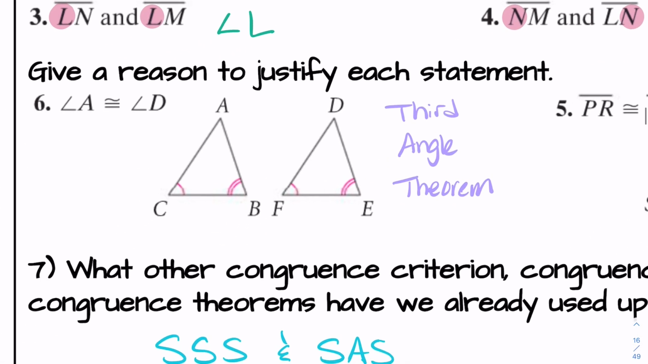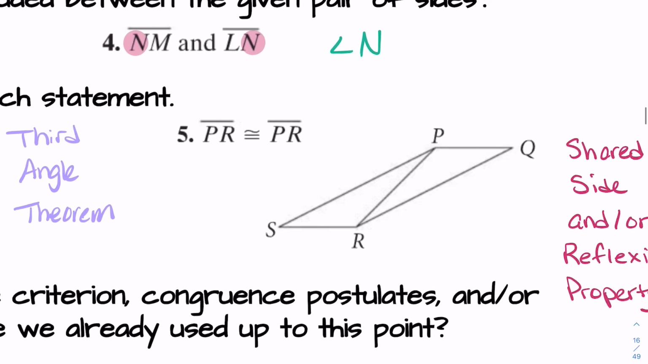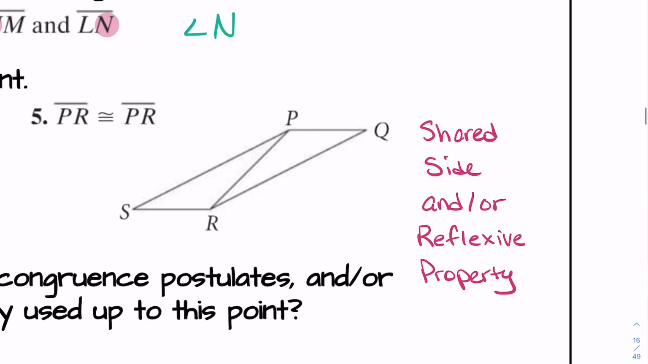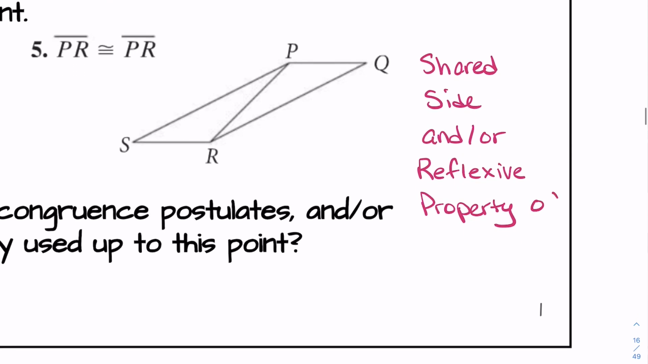Give a reason to justify each statement. The third angle theorem states that if two pairs of angles in triangles are congruent, then the third pairs in these 2 triangles are also congruent. Mathematically, they have to be. And PR congruent to PR, well, that is the reflexive property. Or you could even say the shared side. If they're a shared side, then those sides have to be congruent. But it's also the reflexive property of congruence.